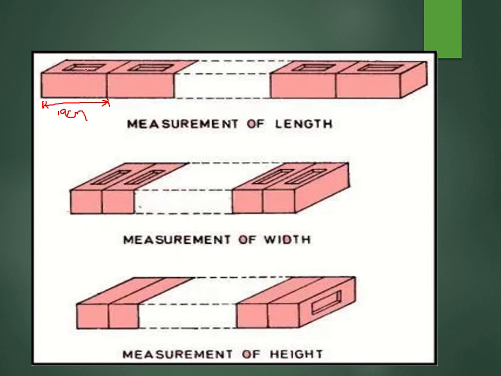See here in the first diagram, the frog is facing upwards, which means we are going along the length criteria. See the second diagram, see the position of the brick. So this is the width criteria. And see the third set, see the position of the brick and the frog. This is the height criteria.